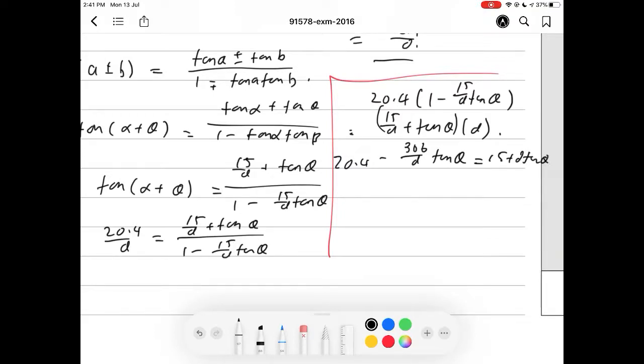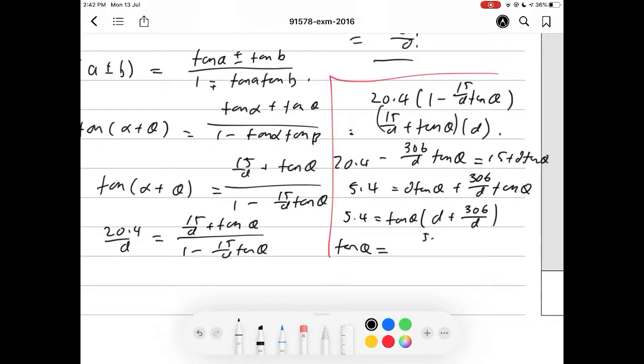Alright, so at this stage we can move the 15 to the other side. So 20.4 minus 15 is just 5.4, and that equals d tan theta plus 306 over d tan theta. At this stage, we can factor out tan theta. So 5.4 equals tan theta times d plus 306 over d. Therefore, tan theta equals 5.4 over d plus 306 over d.